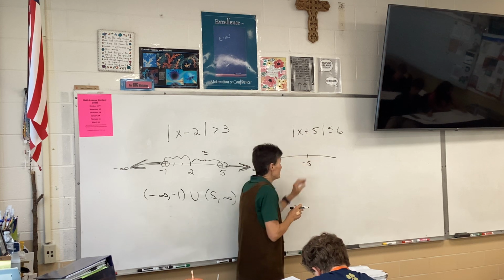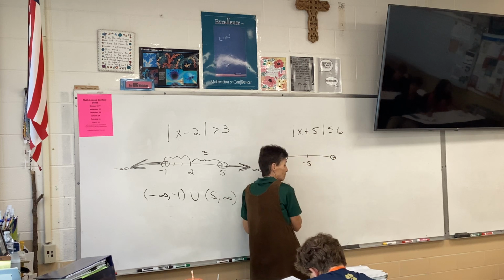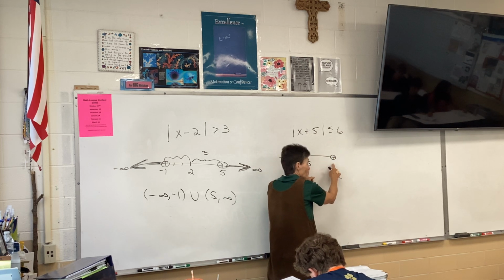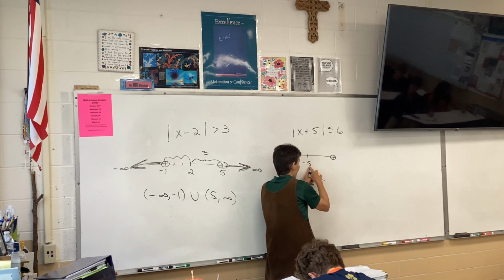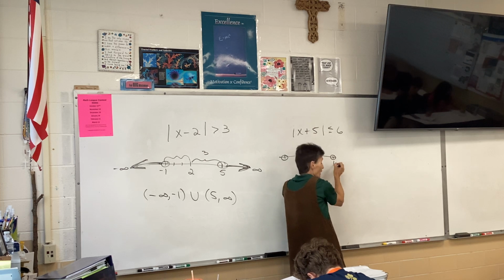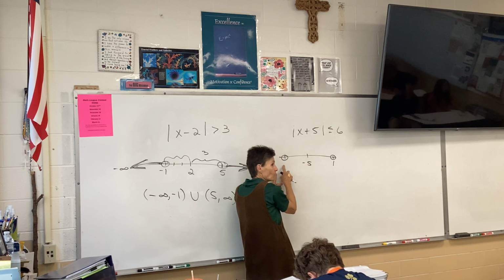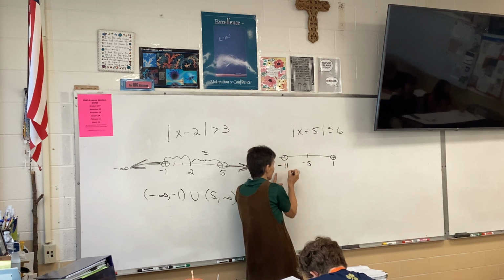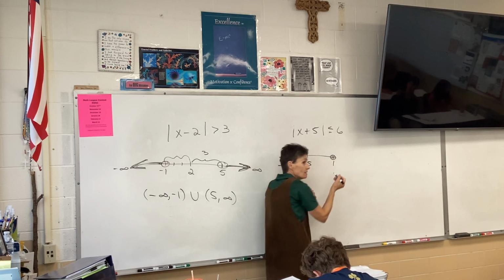Okay? Now, I'm going to count out here and put a dot, and I'm going to count back here and put a dot. And how many am I going to be counting? 6. So if I start at -5 and count 6, I'll be at 1. And if I go back 6 this way, I will be at -11. Now, this time the dots are closed in. Would you agree with that?